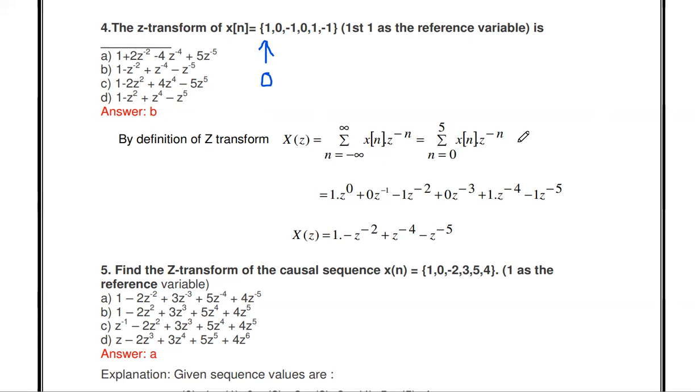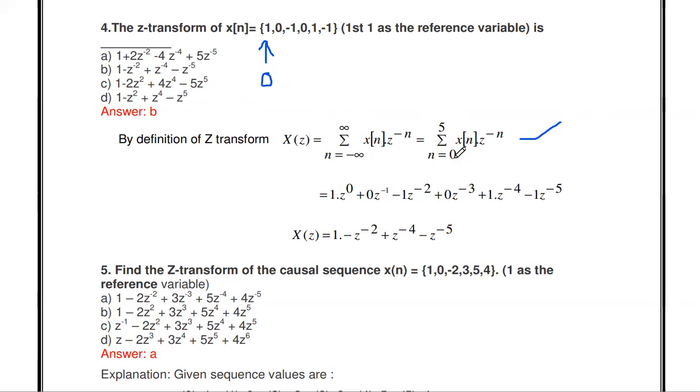As per the Z transform definition, x of Z is equal to summation n equal to minus infinity to infinity x of n z power minus n. Here we have to restrict the summation limit to n equal to 0 to n equal to 5, since only our sequence is available. So the summation limit is from 0 to 5 of x of n z power minus n. You just expand it.